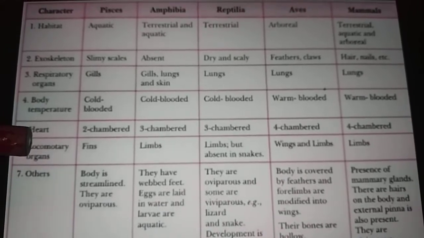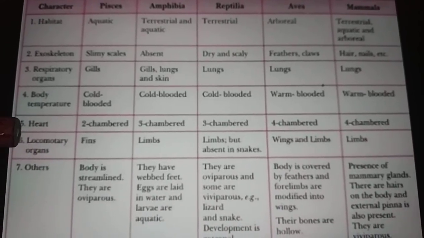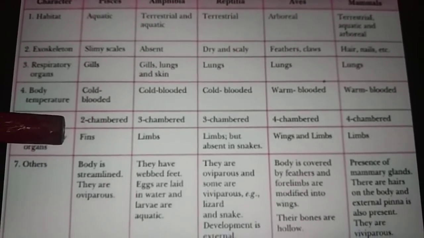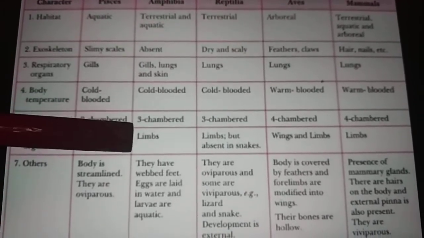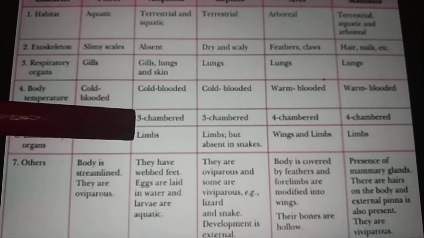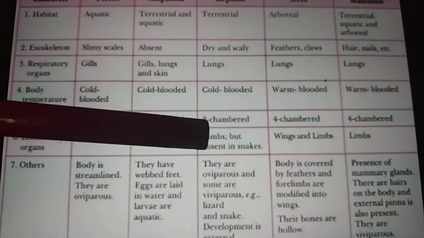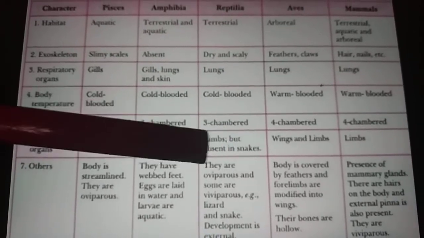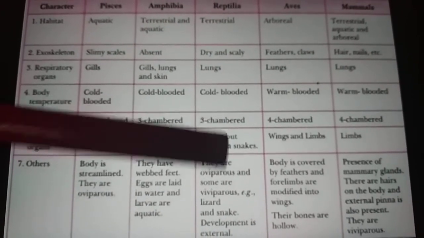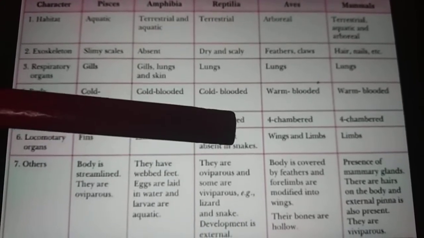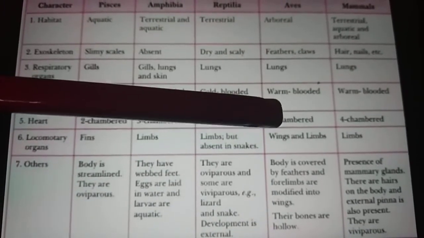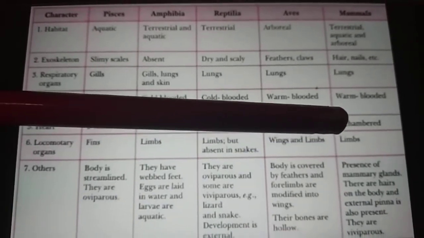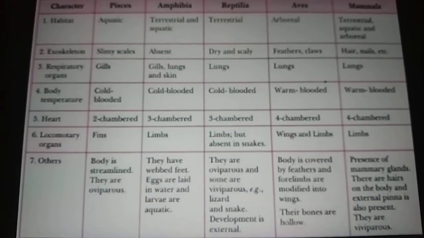Then what about the locomotory organ? Locomotory organ means the organ which helps to move from one place to another. In Pisces it is fins. In amphibians it is limbs, the legs are known as limbs here. In reptilia, limbs, but they are absent in snakes. What is the exception here? In snakes, among reptiles, there are no limbs. Then next, Aves have wings and limbs. Mammals have limbs.